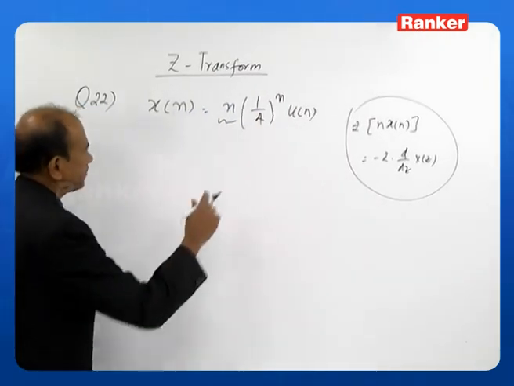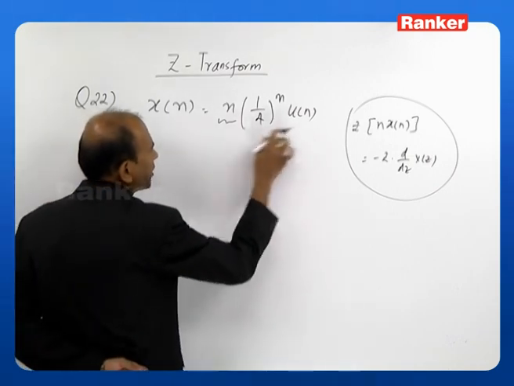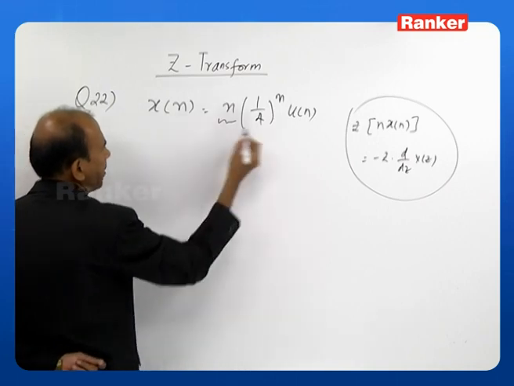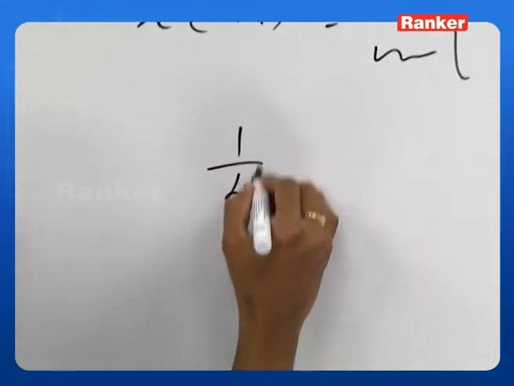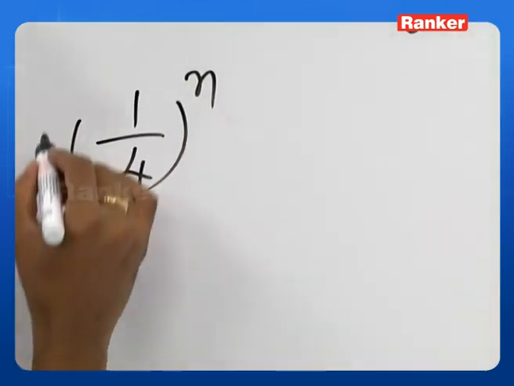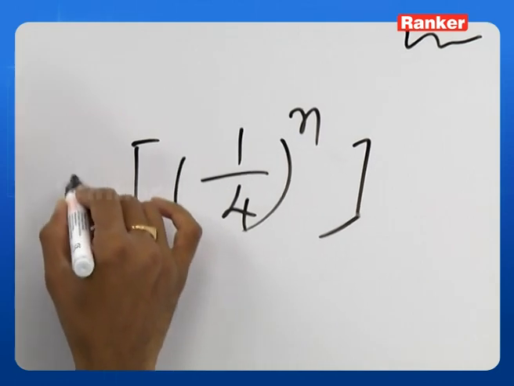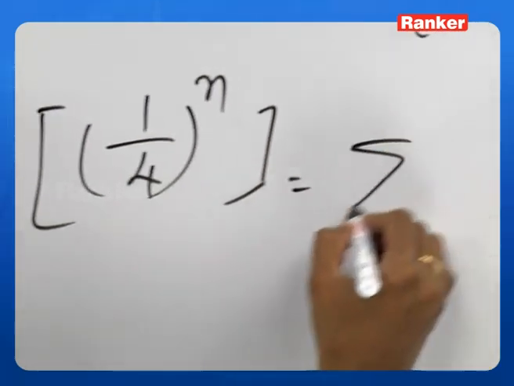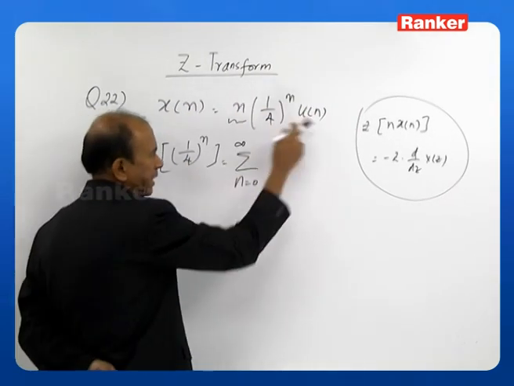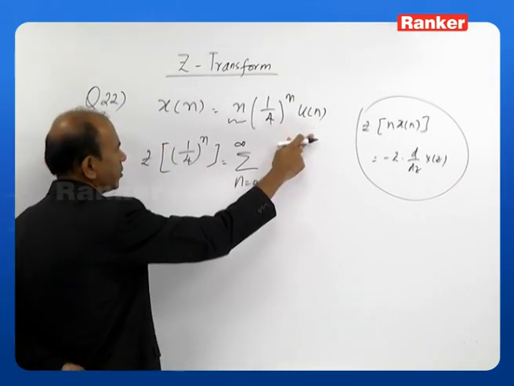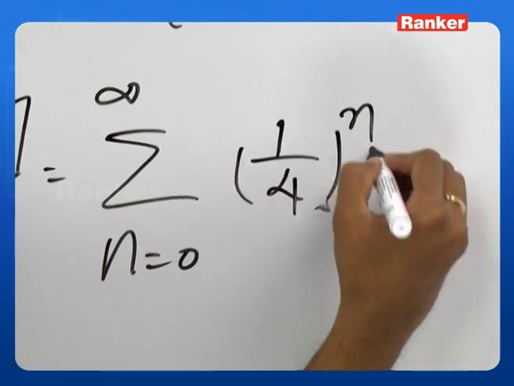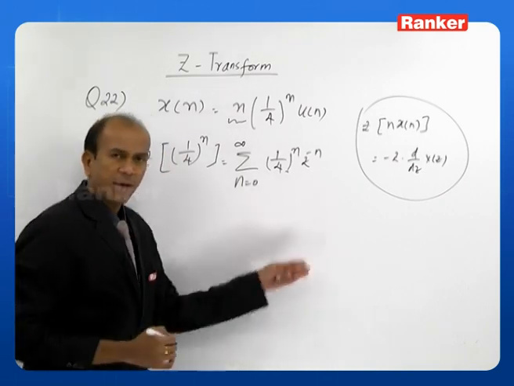So now let us see. First of all, let us find out what is the z transform of this. So let us just write down this (1 by 4) to the power of n, okay, u of n, that means n greater than or equal to 0. Z transform of this will be summation n equal to 0 to infinity, because this is greater than or equal to 0, so n equal to 0 to infinity, (1 by 4) to the power of n, z to the power of minus n. Okay, simple.